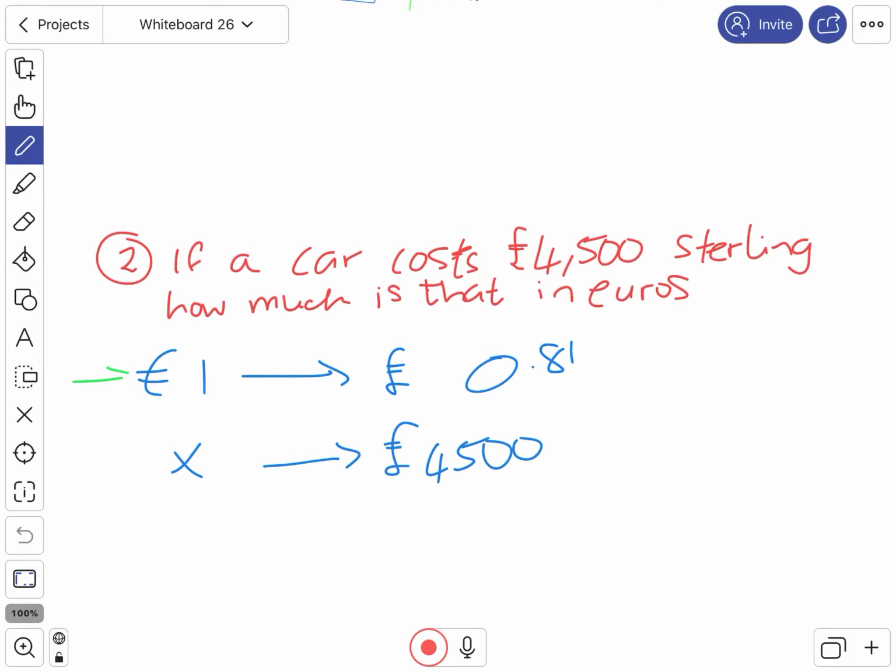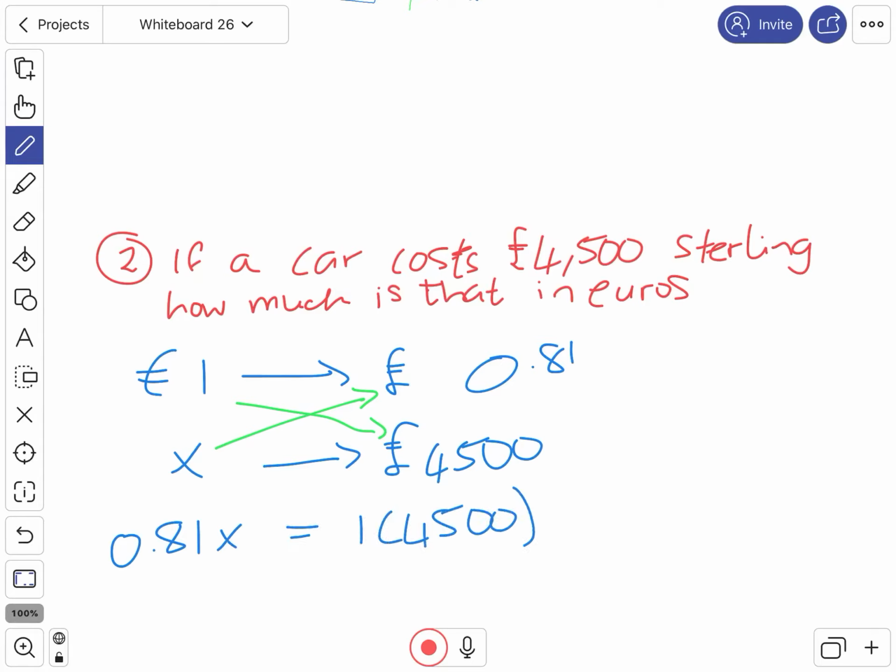So I have my currency exchange written out first. I then write X is the value I don't know, and I write my value I do know underneath. So make sure that all the pounds go on one side and all the euros go on the other side. And I cross multiply again. So X by this and 1 by this. So my values come out to be X by 0.81, so that's just 0.81x equals 1 multiplied by 4,500. So that is going to be 0.81x equals 4,500. How do I get x on its own? I divide by 0.81 because they'll cancel out. If I do that on that side, I have to do it on the other side as well.